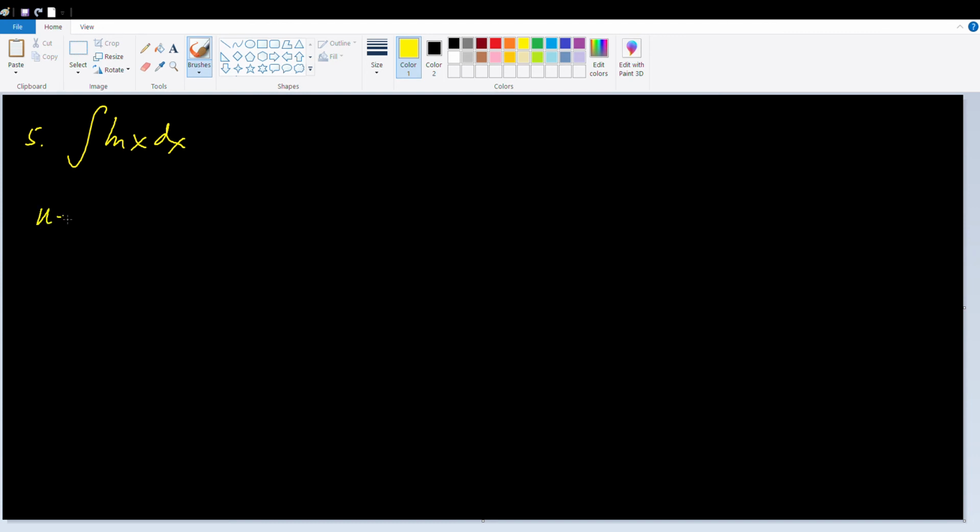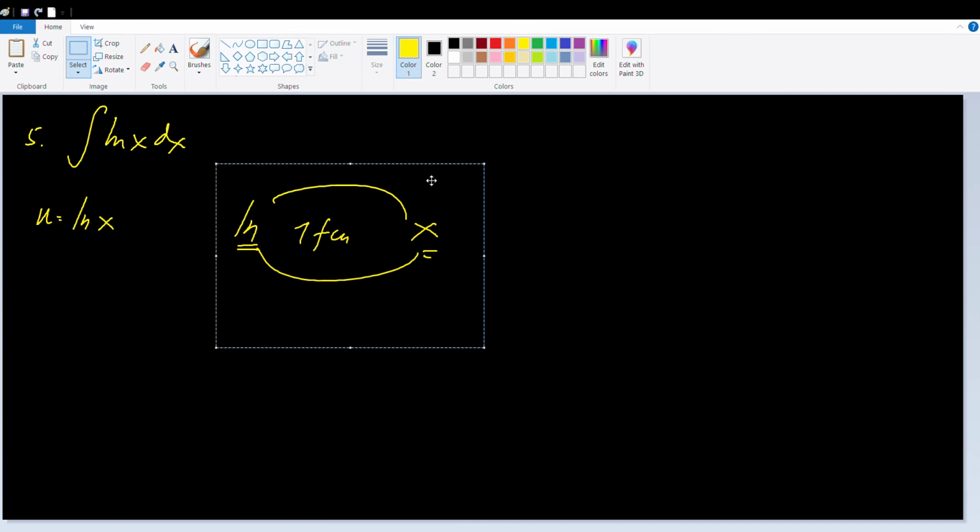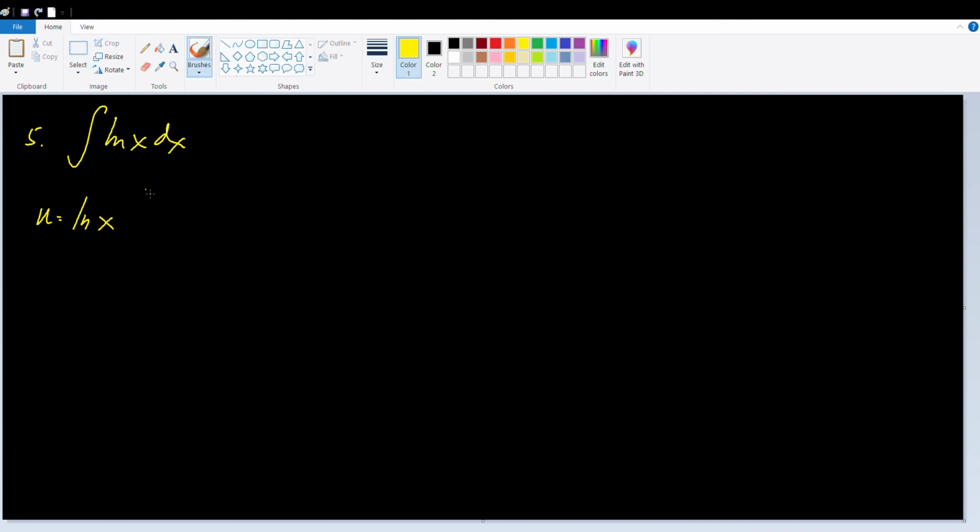So my u is ln of x. Remember, you cannot separate ln and x. No, it's one function that you cannot separate ln from x. So your u is ln of x, and your dv, of course, is dx. So take the differential of ln x, which is 1 over x dx, and the integral of dx is x.